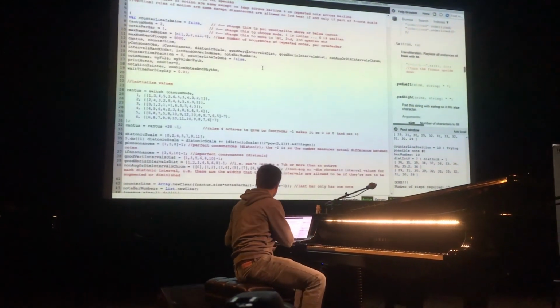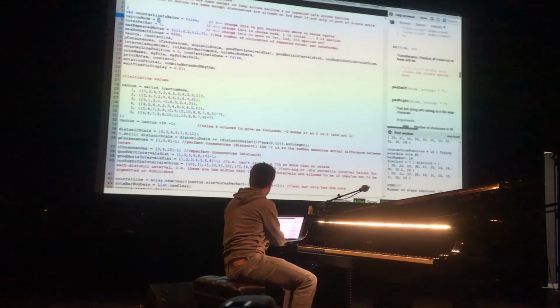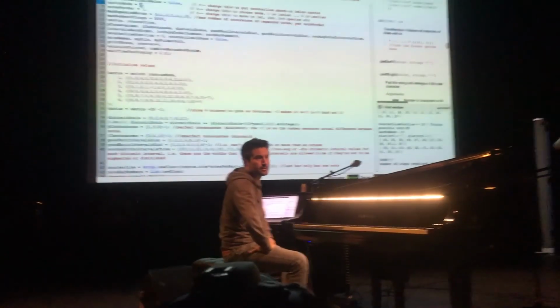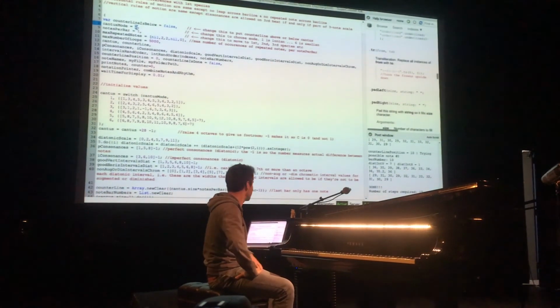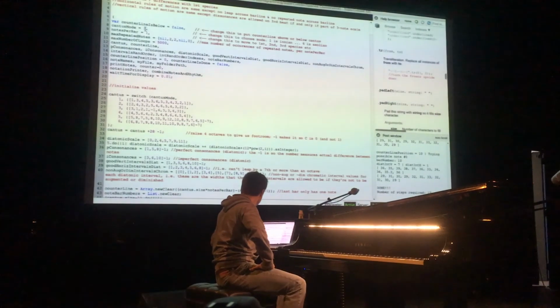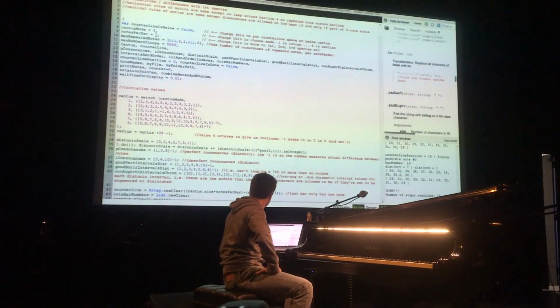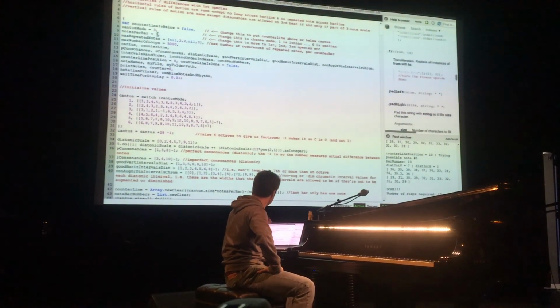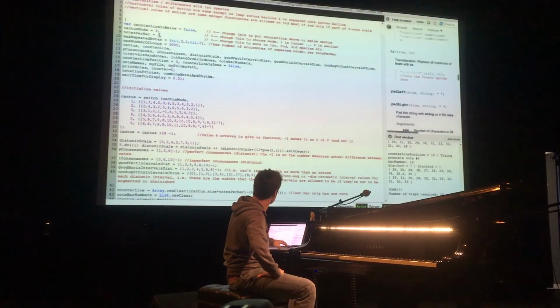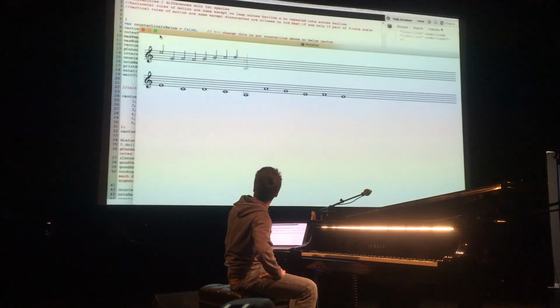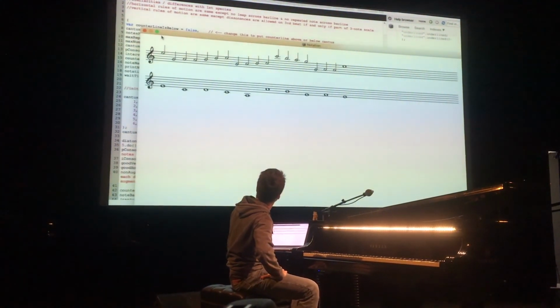But let's try one more. What mode should I use? Phrygian. All right, Phrygian. That's 3. And we'll do second species. So that'll be 2 notes per bar. Phrygian is a good one.